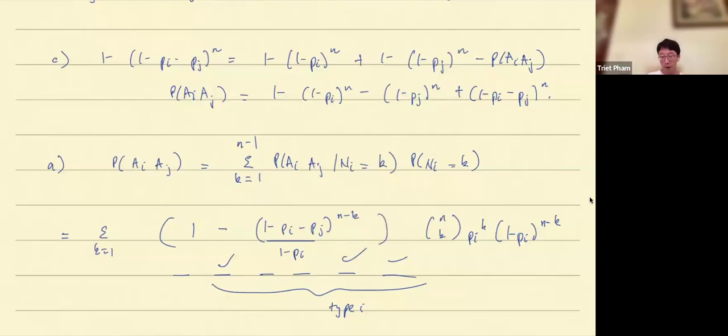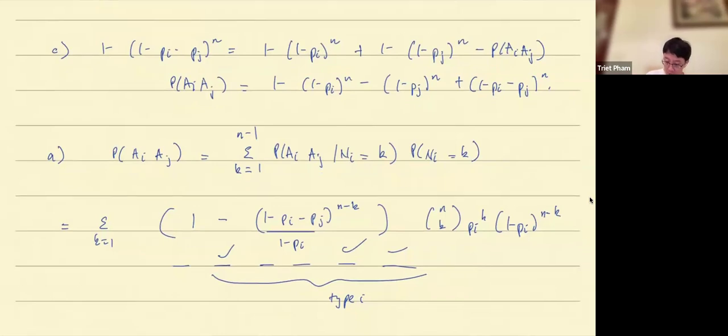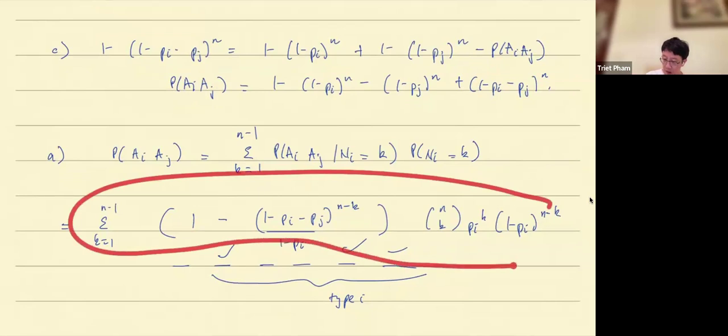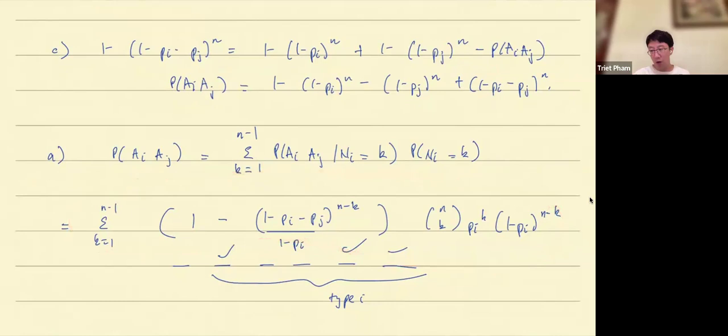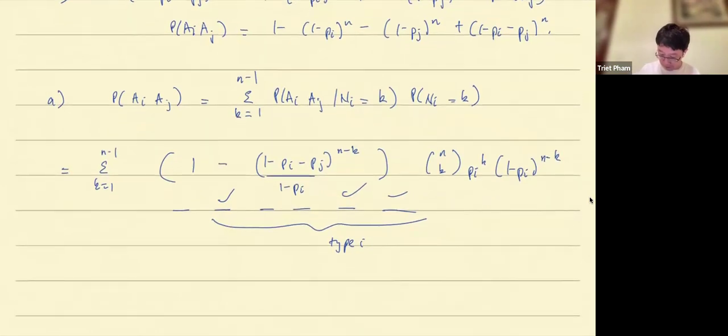Okay, but that's it. So 1 to n minus 1. This sum right here would be the answer to part A. However, our task is not done here. Our task is to make sure that this sum is the answer in part C. Any questions so far?